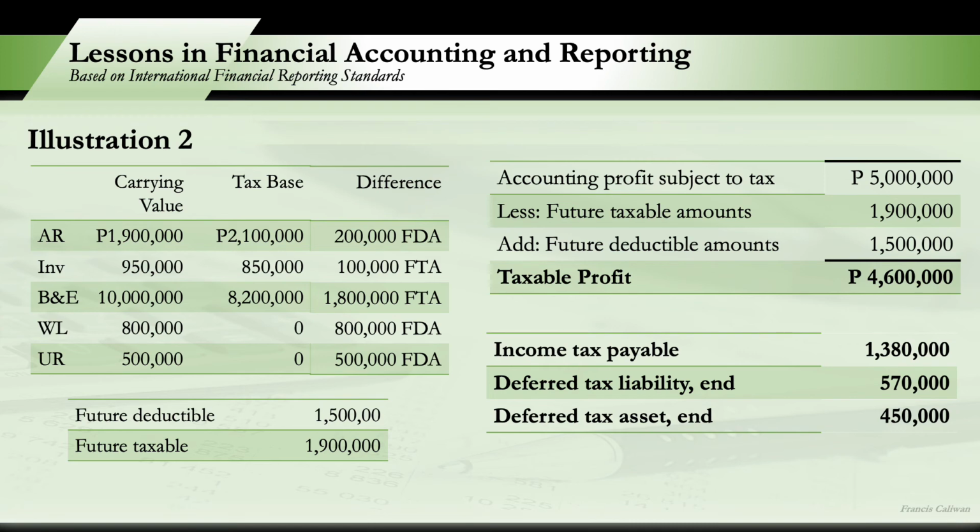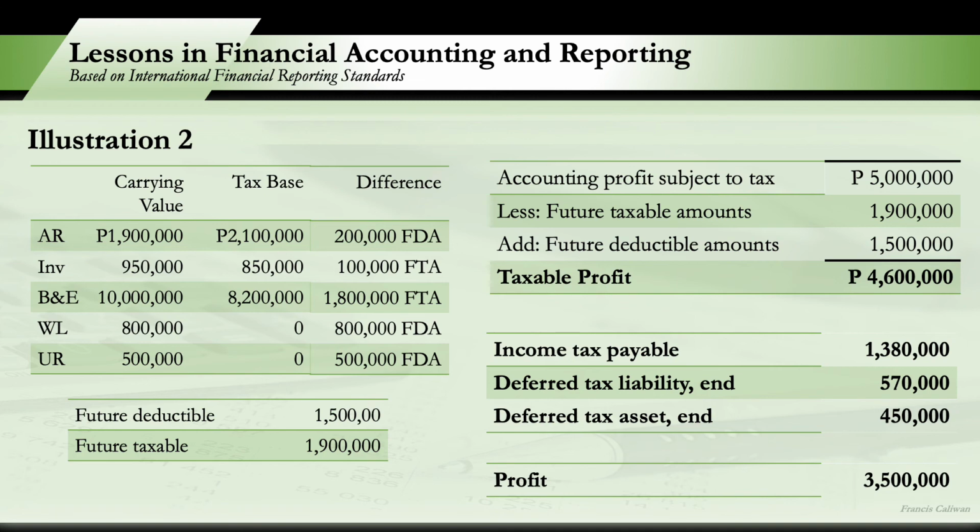Now, question, how much is our total tax expense? That is current tax expense of 1,380 plus deferred tax expense arising from DTL, which is 570, less deferred tax expense arising from deferred tax asset of 450,000. Our total tax expense is 1.5 million. We deduct 1.5 million from our accounting profit subject to tax, which is 5 million. Our profit is 3.5 million.